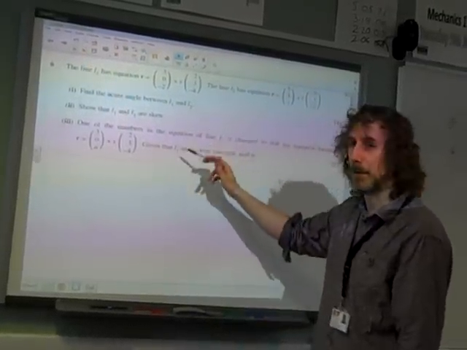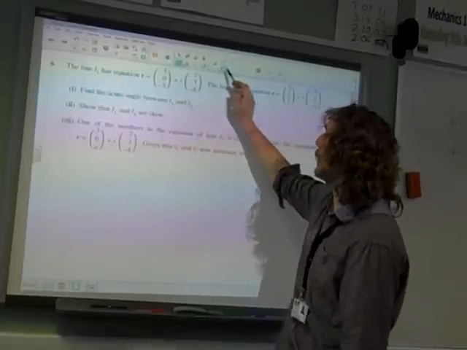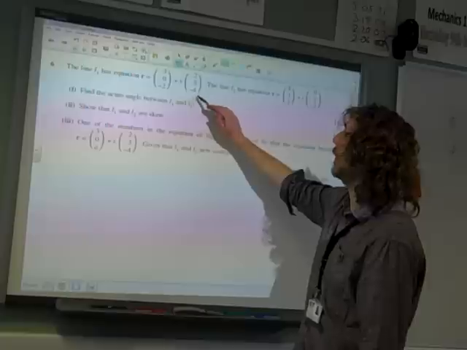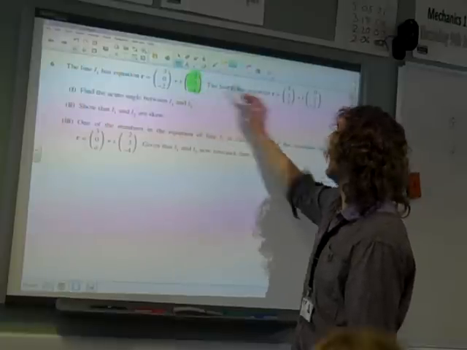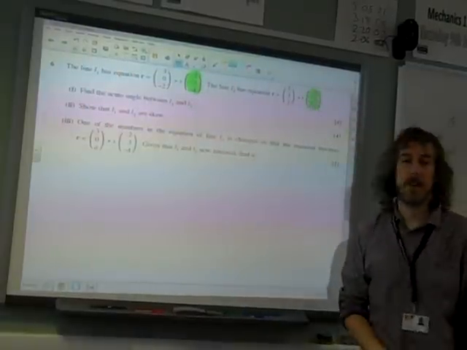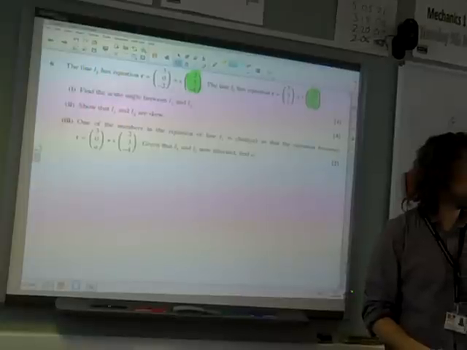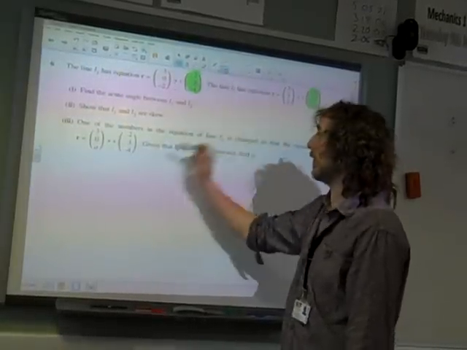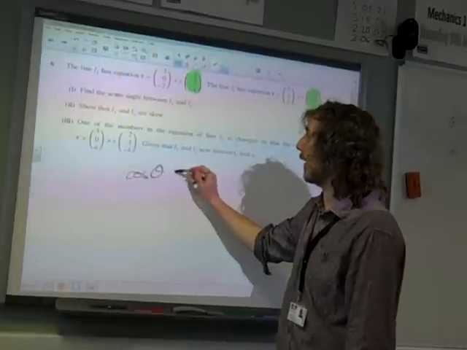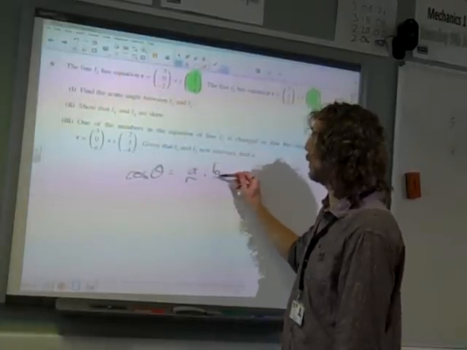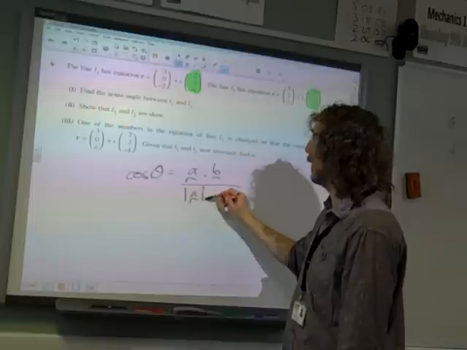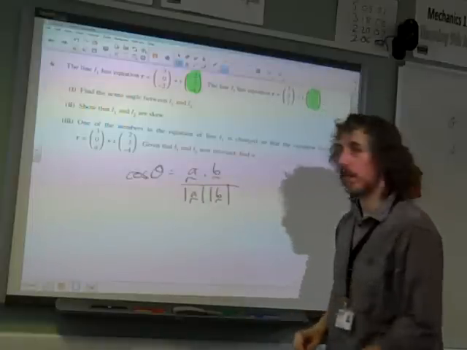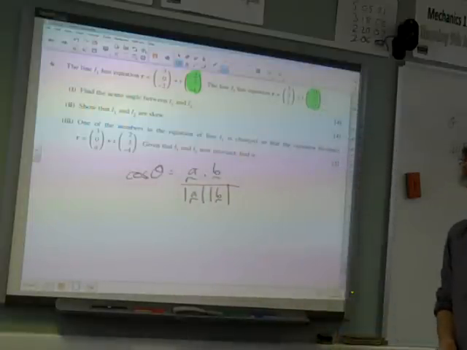When we're talking about the angle between them, the only bit we're interested in is the direction of these vectors. And so we're going to use the scalar or dot product to work this out. It says that cos theta is, remember this bit, a dot b over the magnitude of a times the magnitude of b.